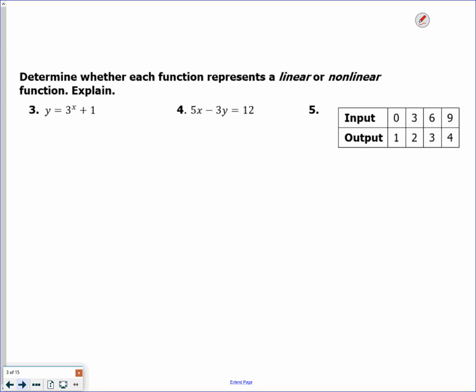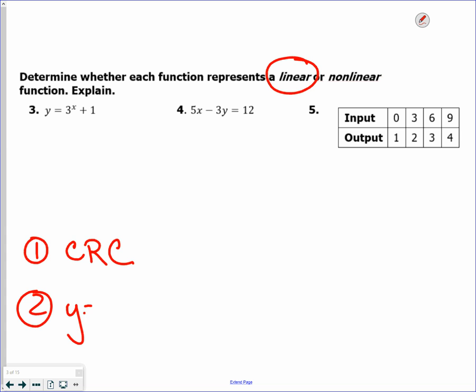Next page, we're going to talk about the word linear. Now, reasons that something is linear: one, there is a constant rate of change, or two, you can make it into the y equals mx plus b form. So these are the reasons that something is linear.